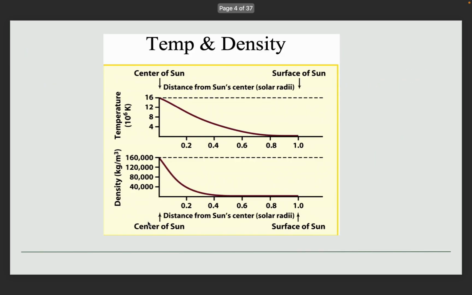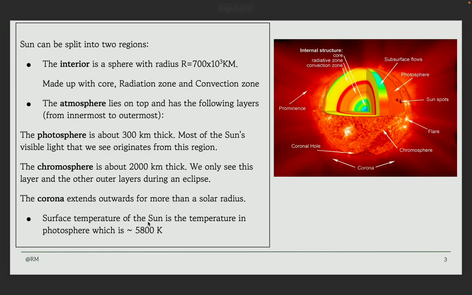So until now, we have learnt about the structure of the sun. The structure of the sun can be divided into two parts. One is the interior of the sun, another is the atmosphere of the sun. In the interior of the sun, there are three regions. One is the core, that is the internal region where the hydrogen fusion is happening. Hydrogen atoms get fused and form helium atoms.